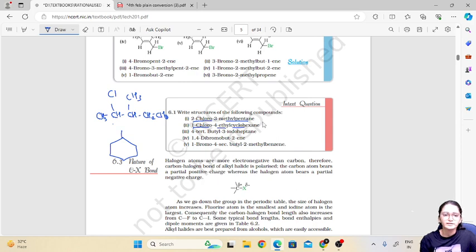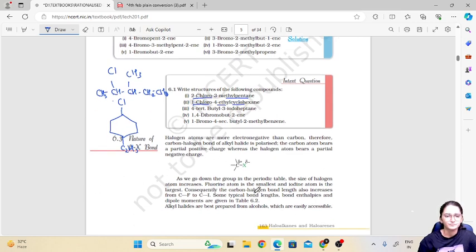So let us write here chloro, Cl. And at fourth we have ethyl group. So 1, 2, 3, 4. So fourth is C2H5, which is ethyl group. So this is the structure of 1-chloro-4-ethyl cyclohexane. This is how you have to draw the structures of the compounds whose name is given.